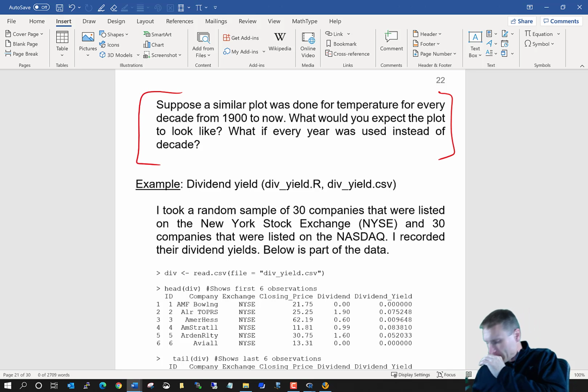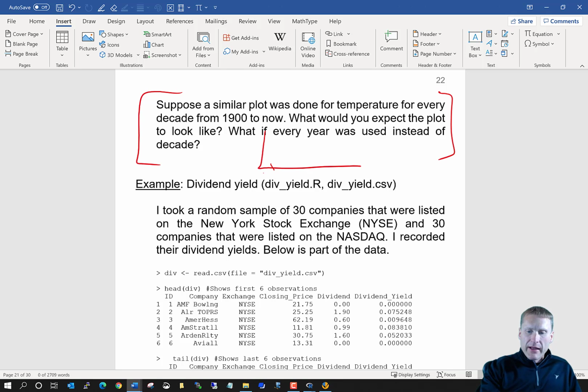So for example, here's my plot. So we have, let's say, a dot plot or box plot for 1900 to 1910, 1910 to 1920, and so on. What would you expect in terms of a trend for those boxes or those dots over time? Think of this in terms of global warming. Now think about exactly the same plot, but now do it with respect to every year rather than every decade. What would it look like?